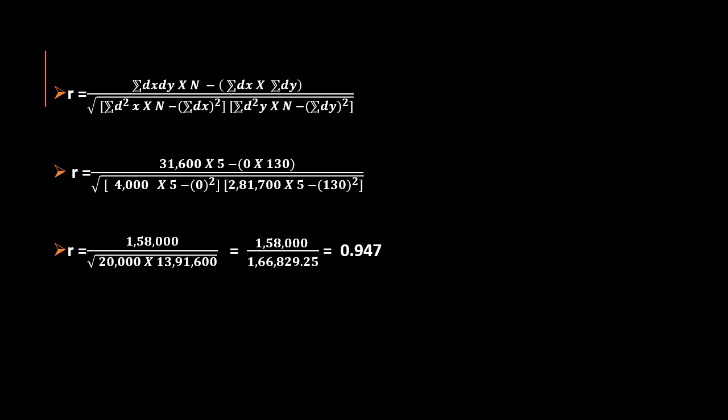Now next you have to put the figures in the formula, that is 31,600 into 5 minus 0 into 130, divided by square root of 4,000 into 5 minus 0's whole square, multiplied with 2,81,700 into 5 minus 130's whole square. That is equal to 1,58,000 divided by square root of 20,000 into 13,91,600, which is equal to 1,58,000 divided by 1,66,829.25. That will result in 0.947. Friends, it shows there is a positive correlation between the two variables x and y.